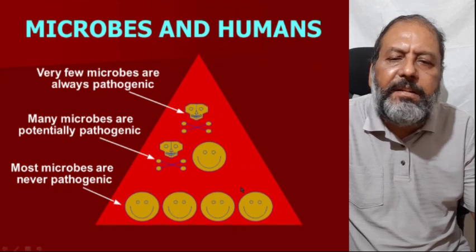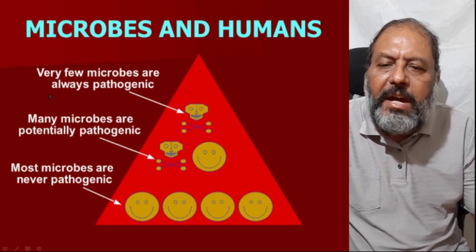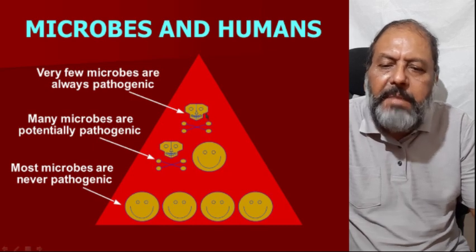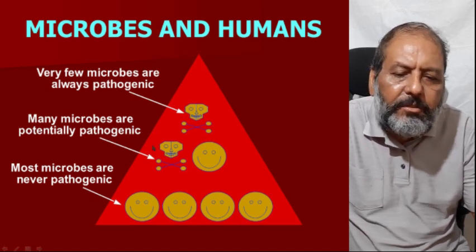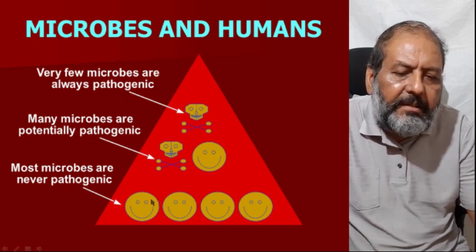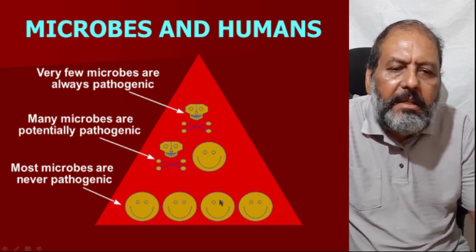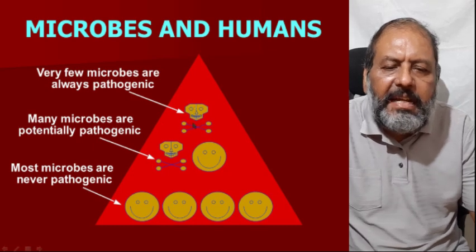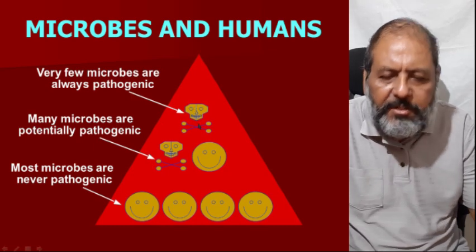Now, microbes and humans: very few microbes are always pathogens, many microbes are potentially pathogenic, and most microbes are never pathogenic. They are just residing there, and a very small percentage of microbes are dangerous and cause the death of the patient.